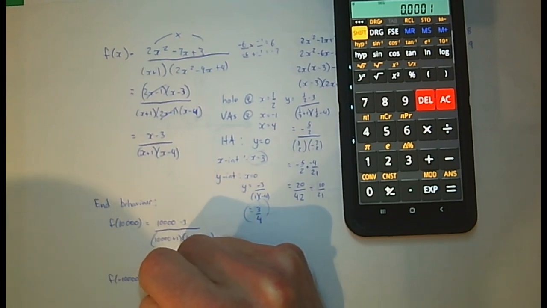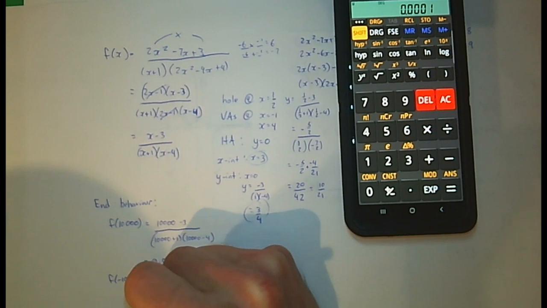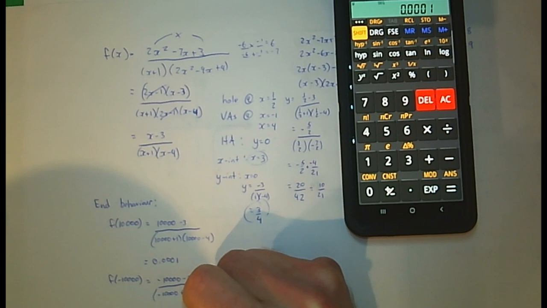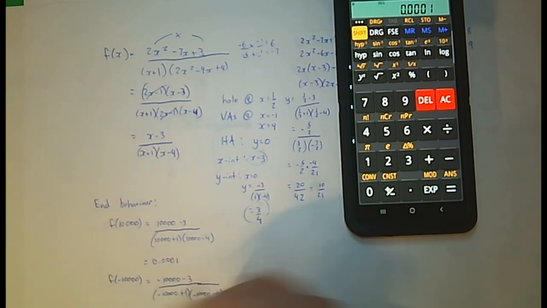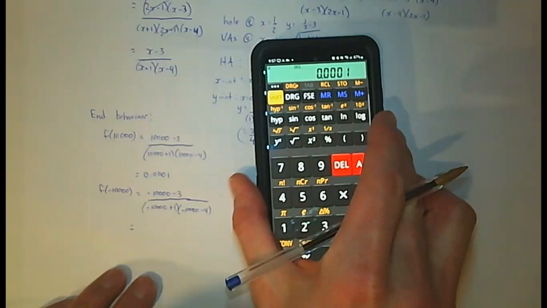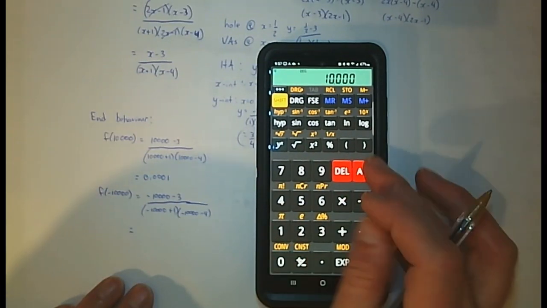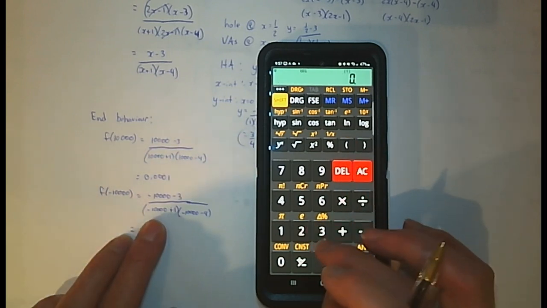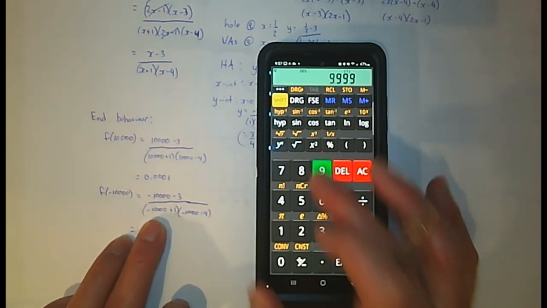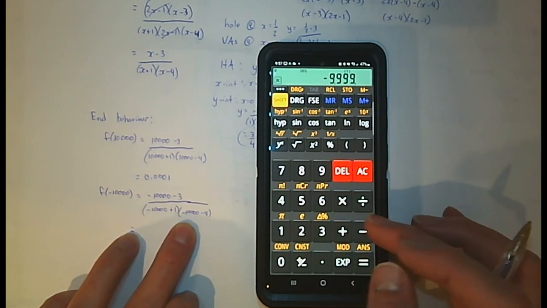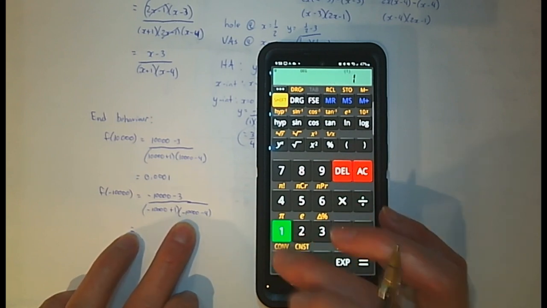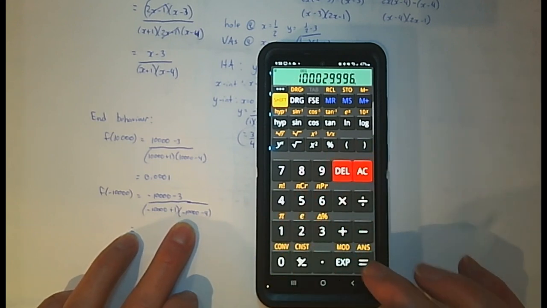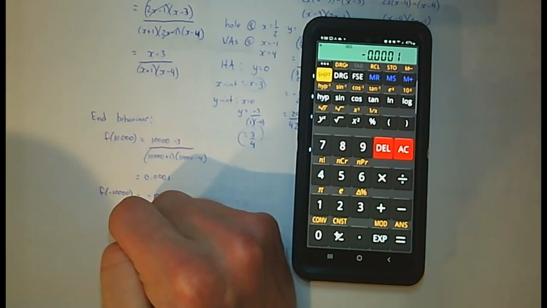Testing f at negative 10,000. We would get negative 10,000 minus 3 over negative 10,000 plus 1 times negative 10,000 minus 4. Okay, that's the calculation I'm doing. So I've got negative 10,003 divided by, put that in brackets, the product of that, which is going to be negative 9,999 times the product of that one, which is negative 10,004. Close that bracket, and that gives us negative 0.001.